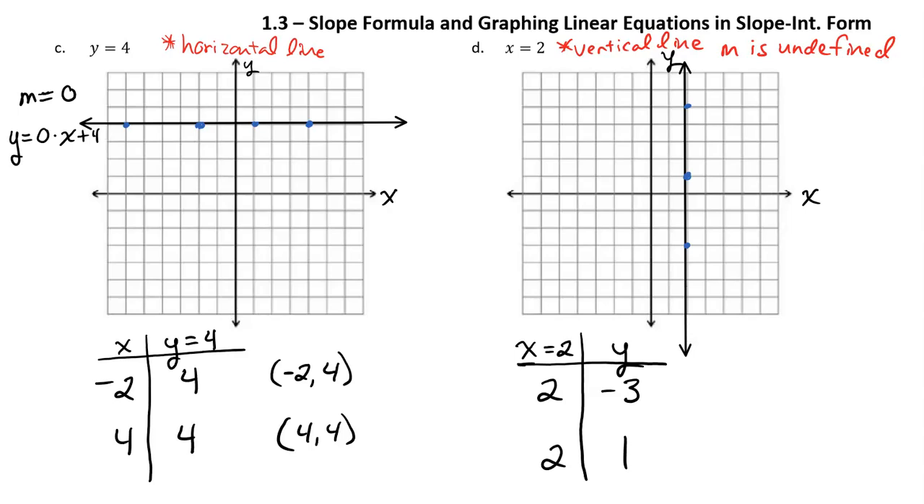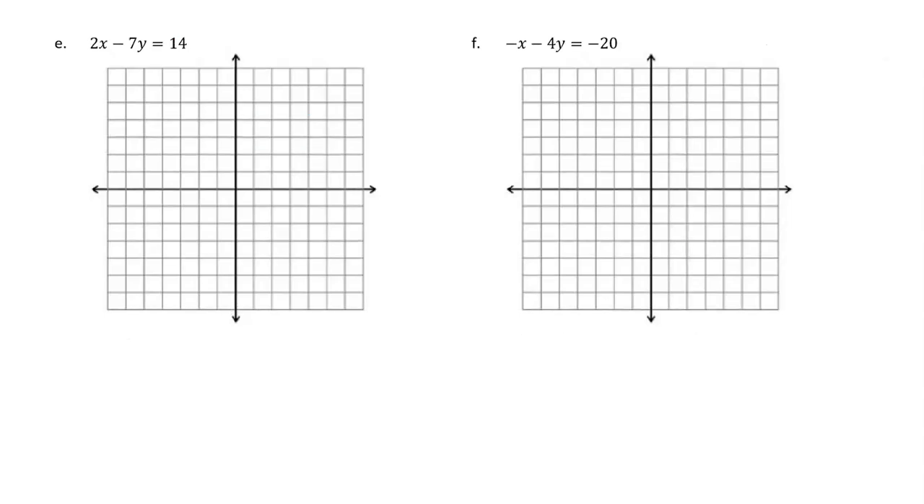Let's try one more example. Let's look at part E. We have 2x minus 7y is equal to 14. So what's different now about this example than all of our other ones in the section so far? Well, in this case, my y isn't isolated. I don't have y equals, I don't even have x equals. My x and y are mixed up within the left side of my equation.